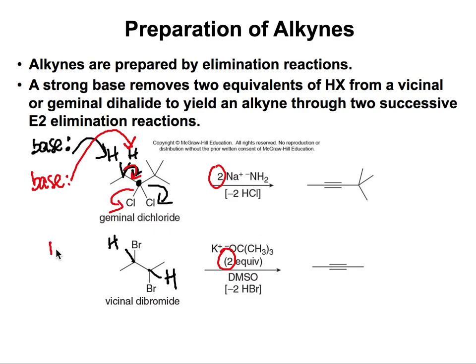And so as I was saying, first one equivalent of the base will come, and then that Br will leave, and another equivalent of the base can come and get the other H, and that will eliminate it. In any case, whether your halogens are geminal or vicinal, the result is the same, and we end up having an alkyne due to two successive E2 eliminations.